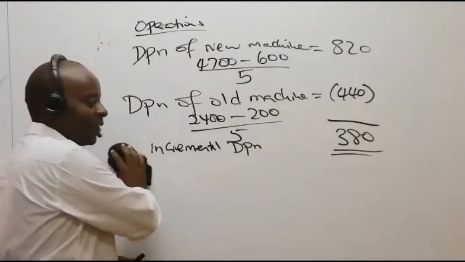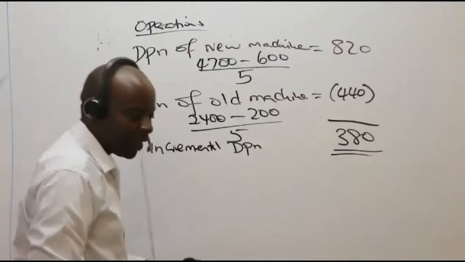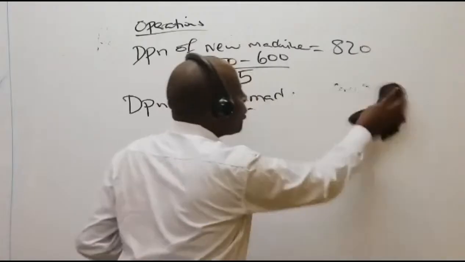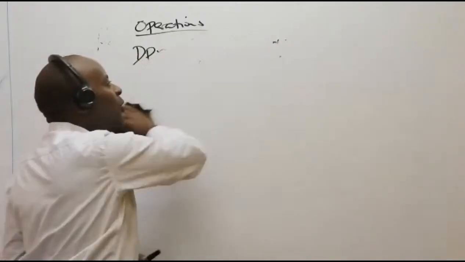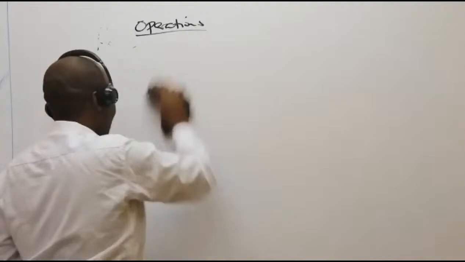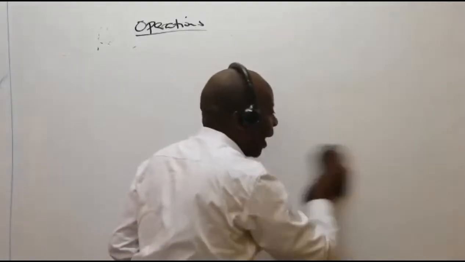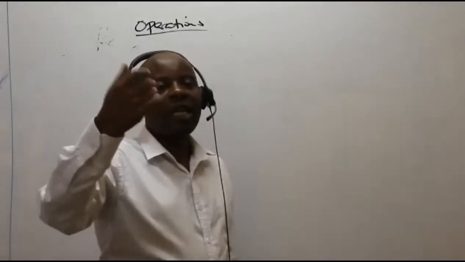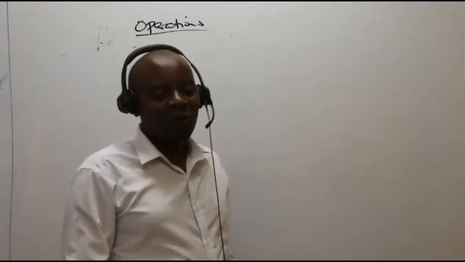So we have the incremental what here? Depreciation. Incremental depreciation is 380. Now I can rub this. So ladies and gentlemen, during operations, as you're grinding these machines, as you're making them work, we expect to see some fruits. We expect to see incremental profits. So could you kindly come and give me the incremental profit arising out of our operations.